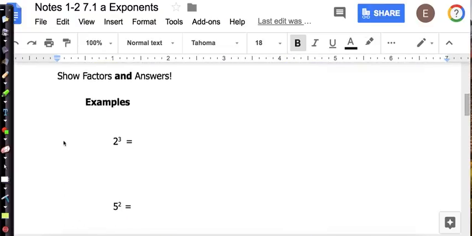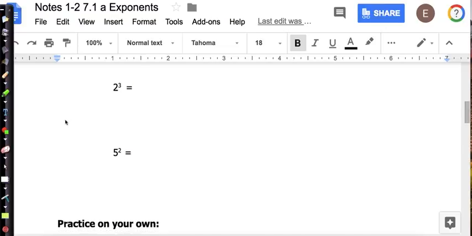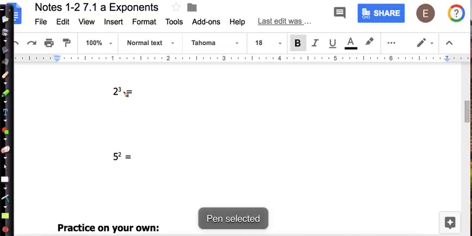Okay, let's look at some examples. It says show factors and answers. So the factors are going to be what we multiplied together to get 2 to the 3rd power. So the base is 2. So we're going to write 2 3 times. So 2 times 2 times 2. 2 times 2 is 4, and 4 times 2 is 8.